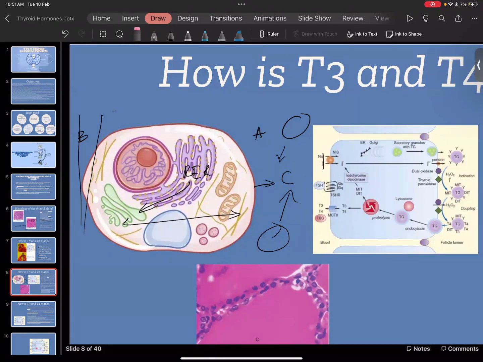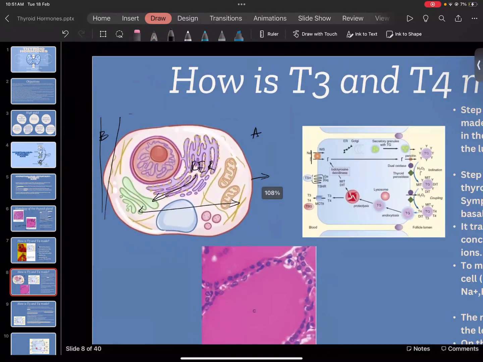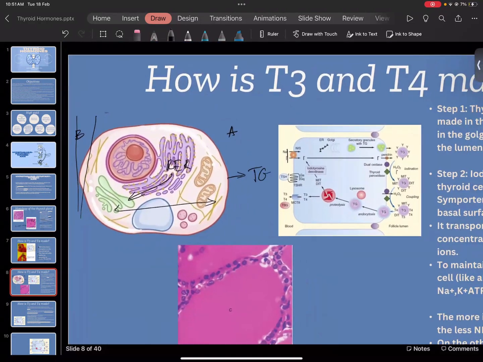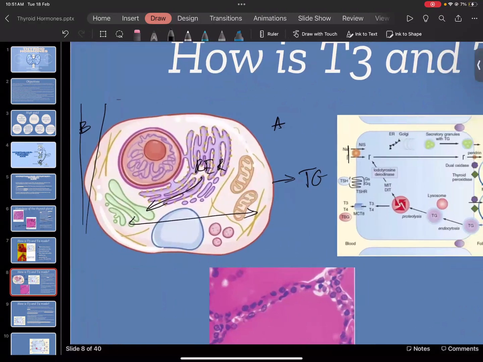So we said the thyroglobulin is made in the rough endoplasmic reticulum. It's packaged in the Golgi apparatus, and then it's sent to the apical side, to the lumen. Okay, now we have the thyroglobulin in the lumen. Now what do we need? We need the iodine itself. Iodine comes in the form of iodide, which is going around in the blood.